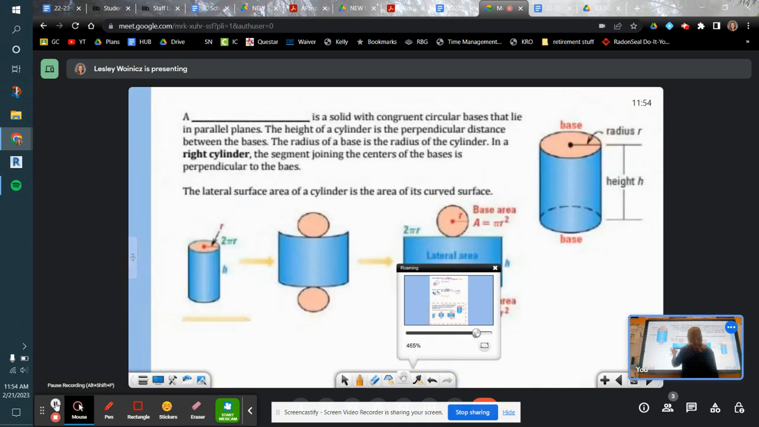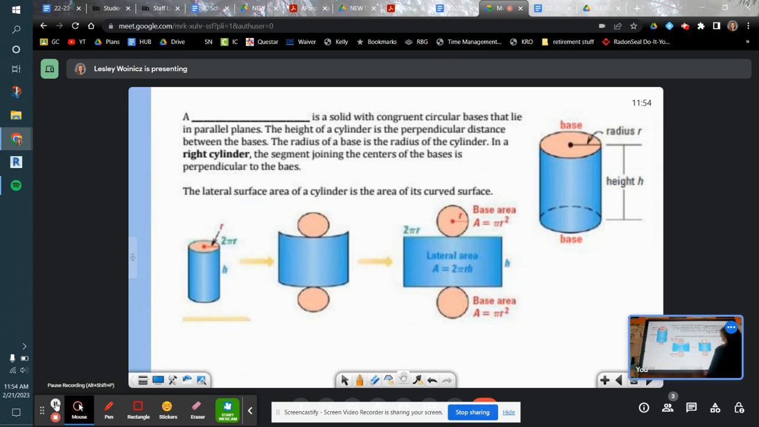Here we go. A cylinder is a solid with congruent circular bases that lie in parallel planes. The height of a cylinder is the perpendicular distance between the bases. The radius of a base is the radius of the cylinder. In a right cylinder, the segment joining the centers of the bases is perpendicular to the bases.